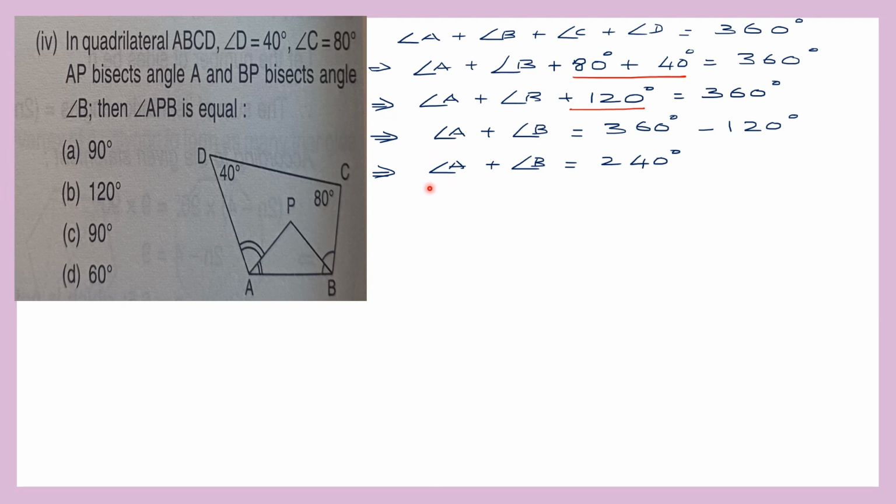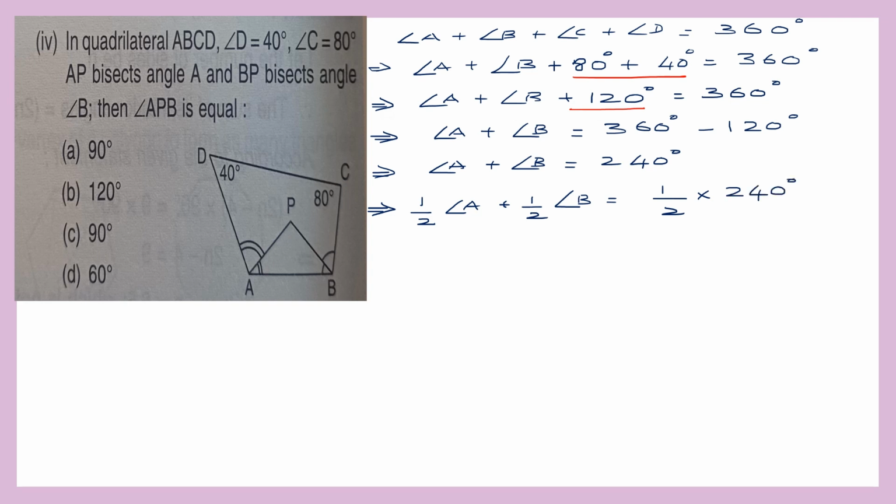So this is one full angle. This is also one full angle. Here we are talking about bisecting. That means we are dividing into two equal halves. So half of angle A plus half of angle B will be half of 240, isn't it? So let's write that. I will write this as 1 by 2 of angle A plus 1 by 2 of angle B is equal to 1 by 2 of, means into, 240 degrees.